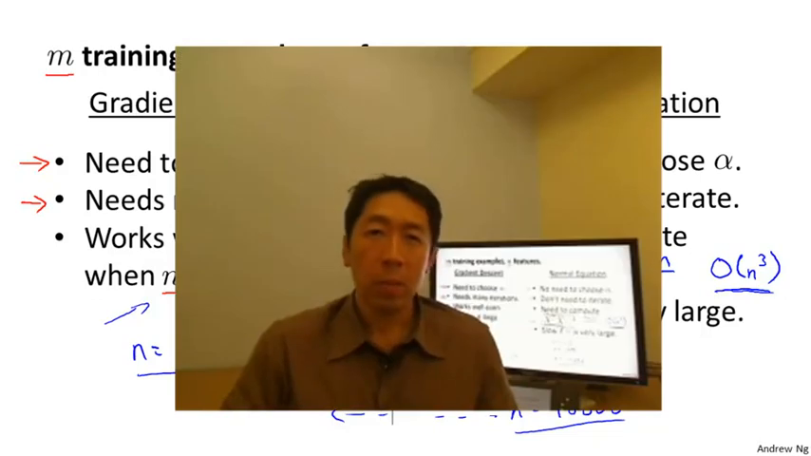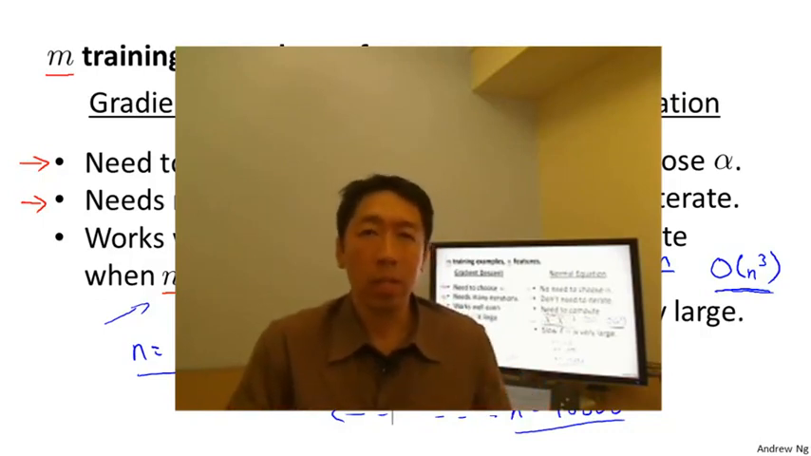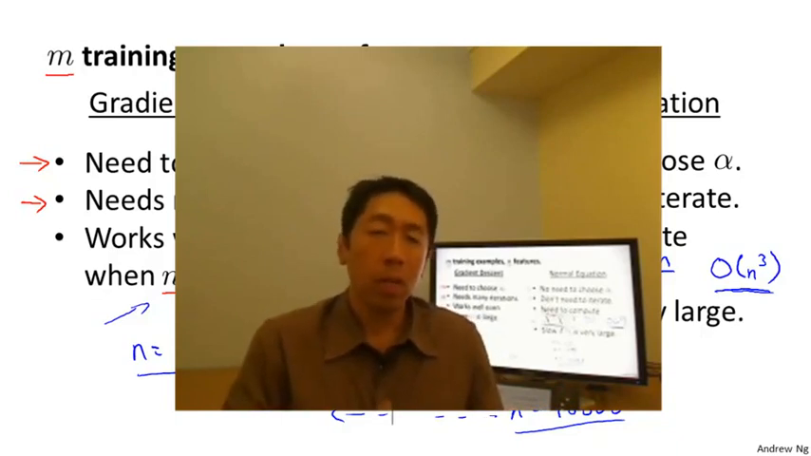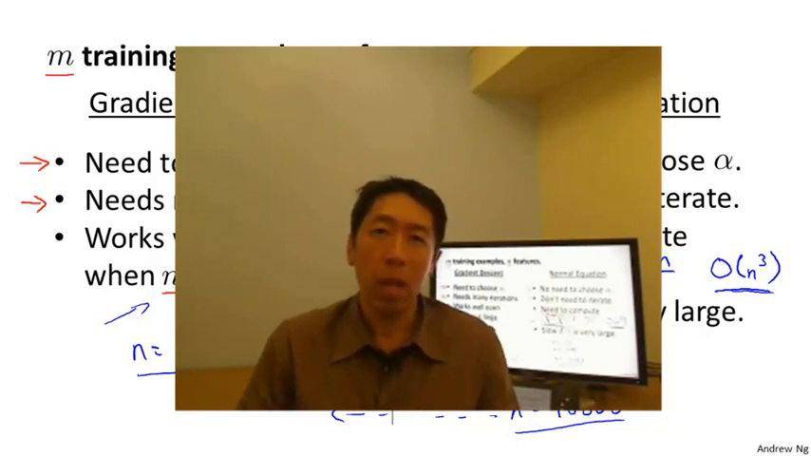To preview some ideas that we'll talk about later in this course, as we get to the more complex learning algorithms, for example, when we talk about classification algorithms like logistic regression, we'll see that the normal equation method actually does not work for those more sophisticated learning algorithms, and we will have to resort to gradient descent for those algorithms. So gradient descent is a very useful algorithm to know, both for linear regression when we have a large number of features, and for some of the other algorithms that we'll see in this course, because for them the normal equation method just doesn't apply and doesn't work.